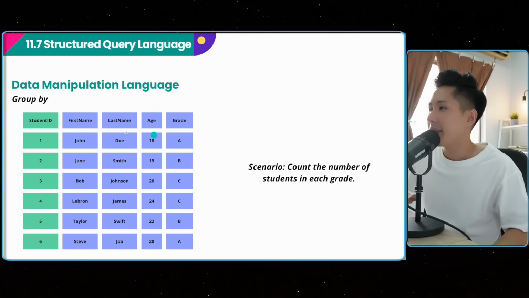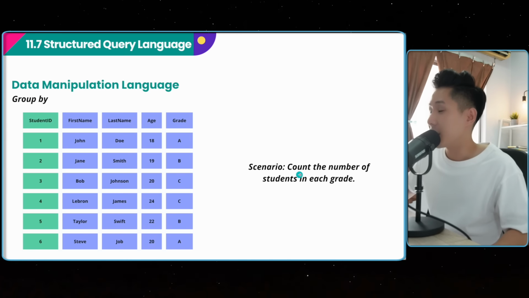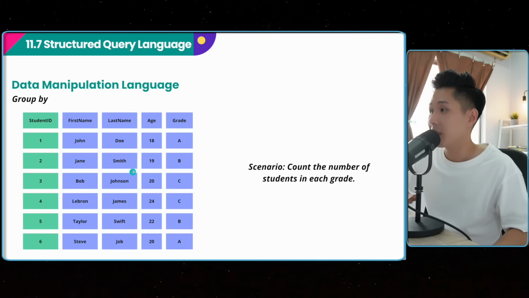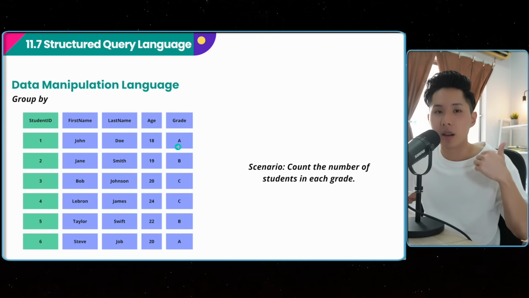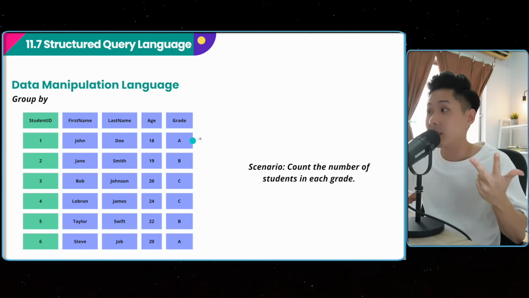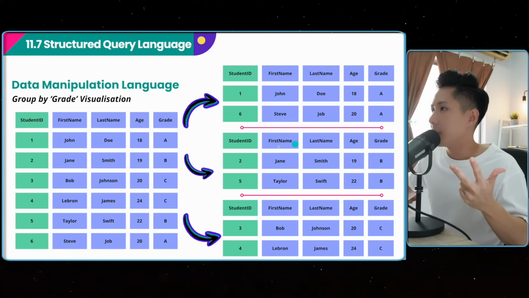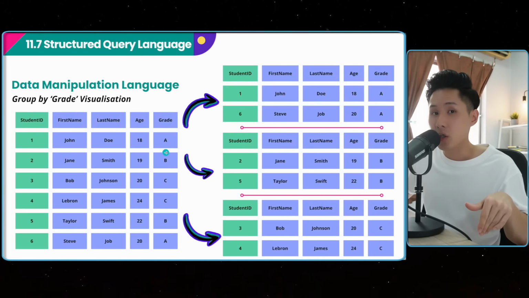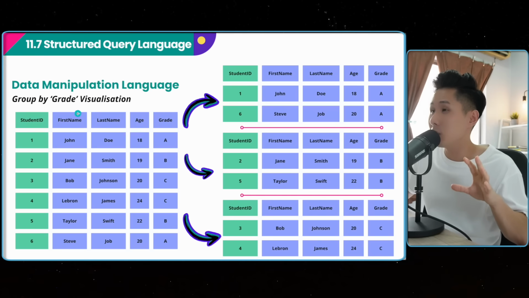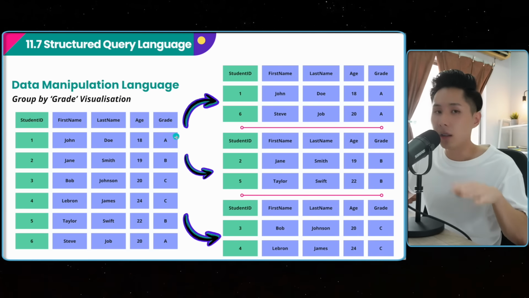For example, you have this table, and your scenario is that you want to count the number of students for each grade, meaning how many students got A, how many students got B and C, etc. So this is when you use a group by function. I can say, can you group this table based on grade?